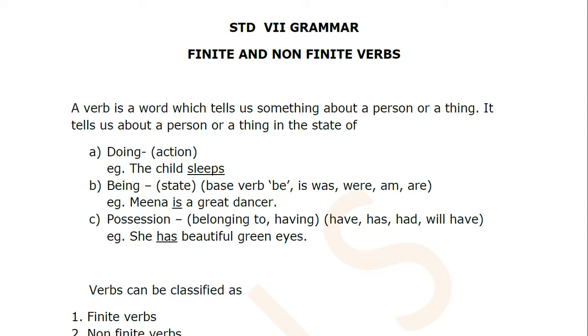So what is the child doing? Is doing something, and what is doing is sleep. So sleeps is your verb. Second one indicates being. That is a state in which you are. So the base verb is be, and the other verbs based on this are was, were, am, are.